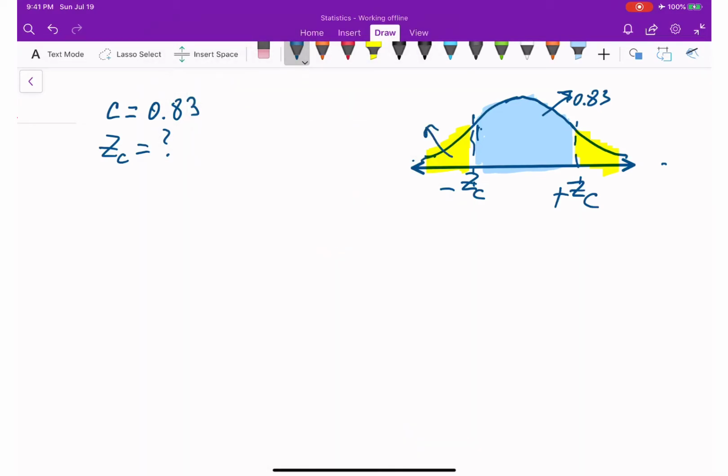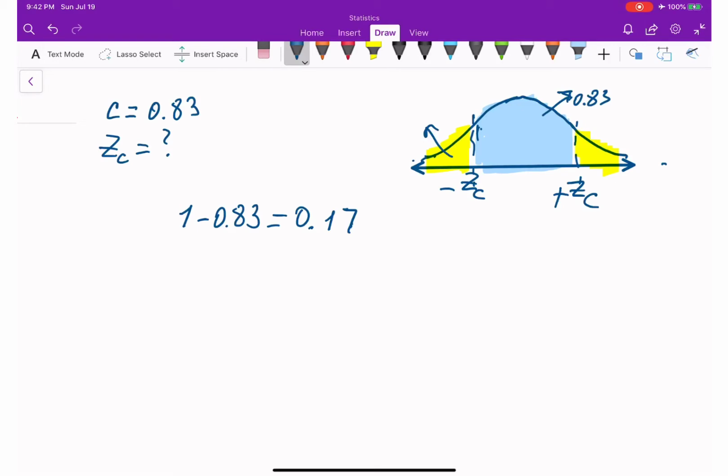I'm going to find the area, the probability, for one tail. How am I going to find it? We know that the entire area is 1, right? 100% or 1. So 1 minus 0.83 is going to be 0.17 or 17%, correct? Now this 0.17 is for two tails, these two yellow areas, but we need it for one, correct?